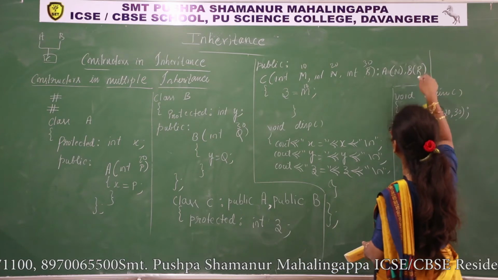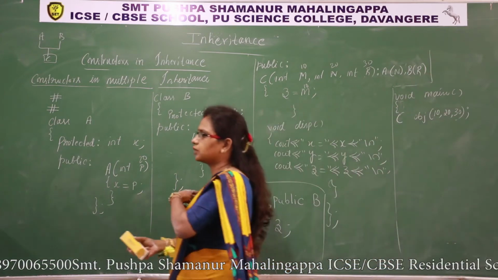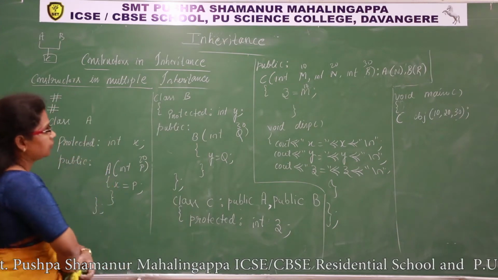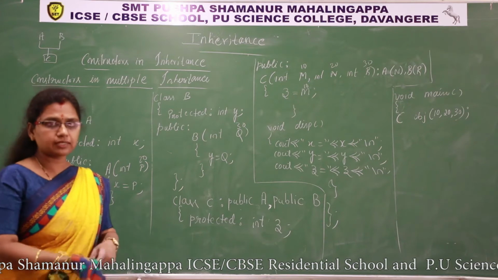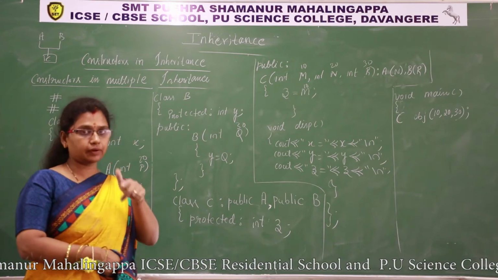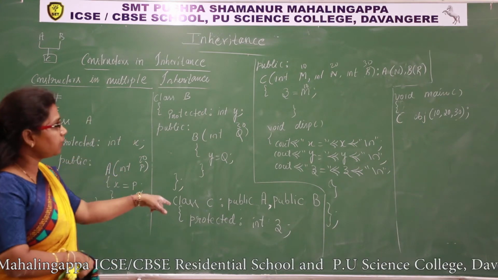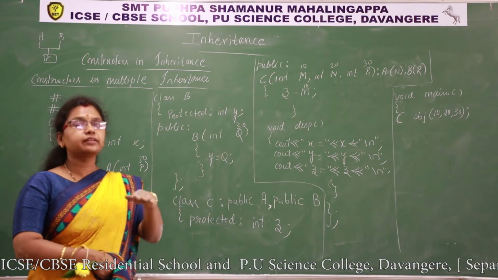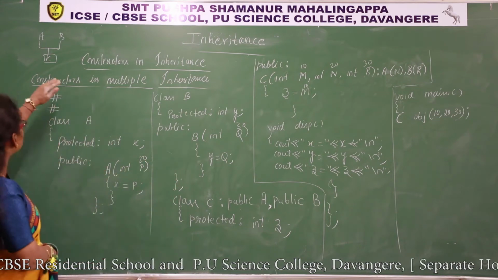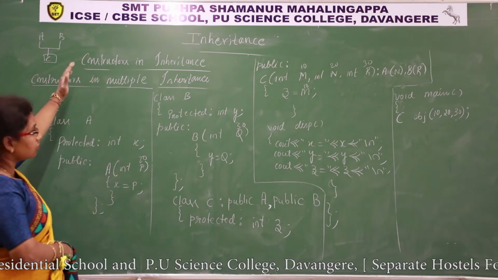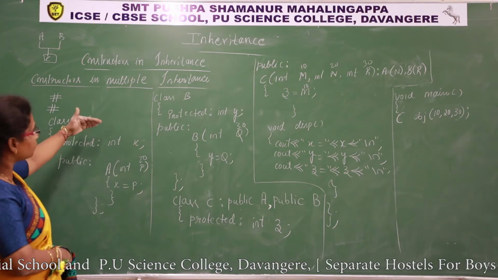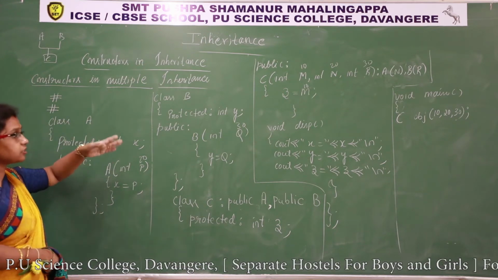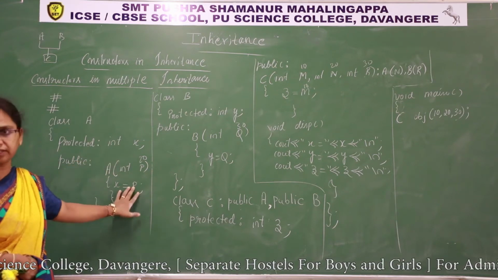B, R. Understood? I repeat this. You all know always the base class constructor executes first, then the derived class constructor. In this example, A and B are the base classes of class C and they are at the same level. So A and B are in the first level. So which class constructor executes first? That is the question here.